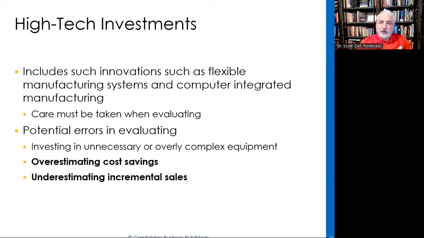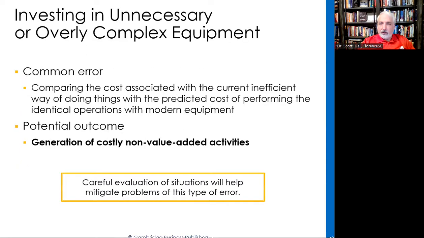Investing in unnecessary or overly complex equipment. There's a tendency to overestimate cost savings and underestimate incremental sales. So you're saying, well, we're making such a better product. We're going to be much more efficient. Our customers are going to be happy. Hopefully we'll sell more. But again, that's hopeful at this point and may or may not reflect accurately.